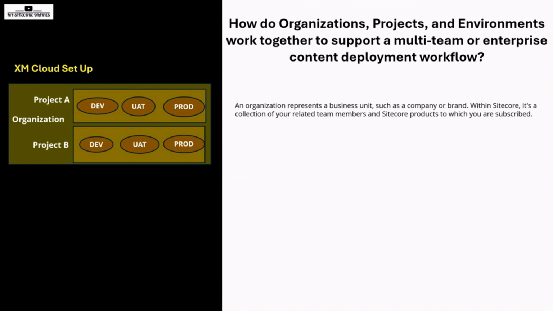So let's see the definitions. First of all, the organization. What is an organization? An organization represents a business unit such as a company or a brand. Within Sitecore, it's a collection of your related members and the Sitecore products to which you are subscribed. So basically a subscription. You must have seen tenant-based applications.